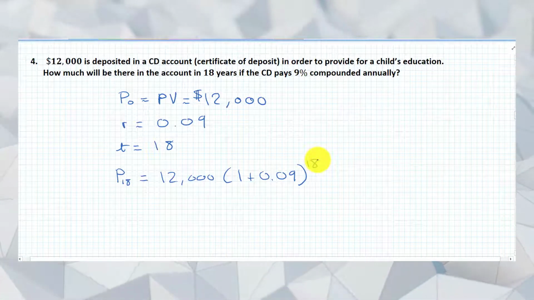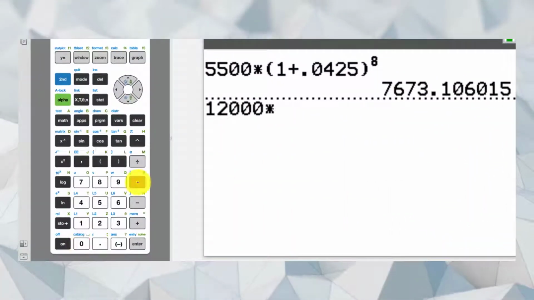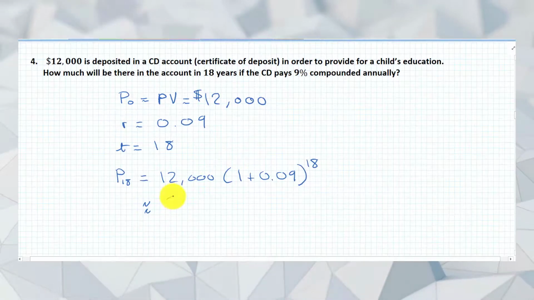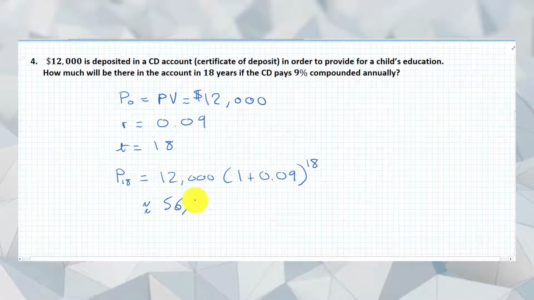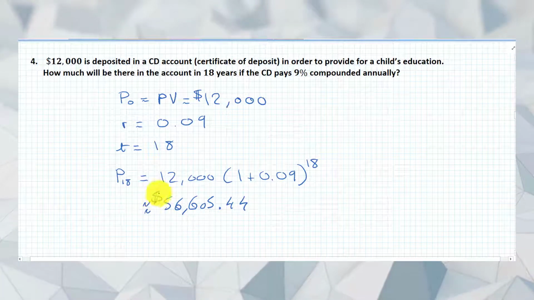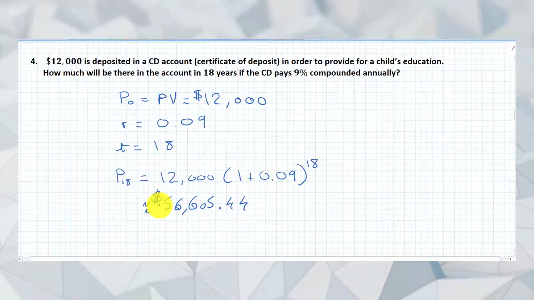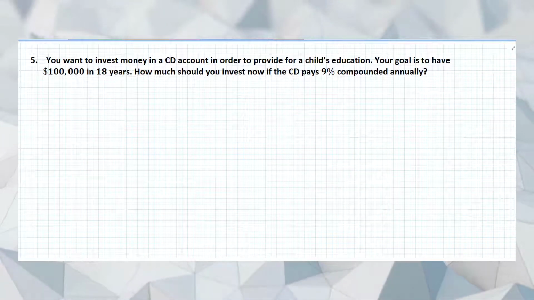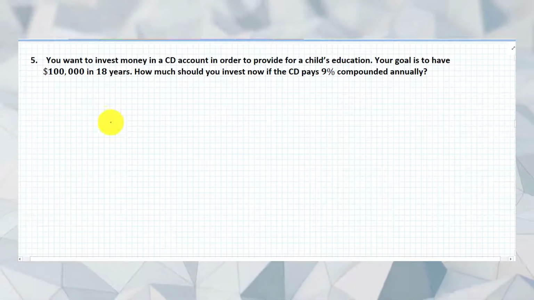Okay, let's take the calculator to compute it. So this is about $56,605.44. Here we go. All right, next example. The next example is a little bit different. In this case, we don't know the present value.